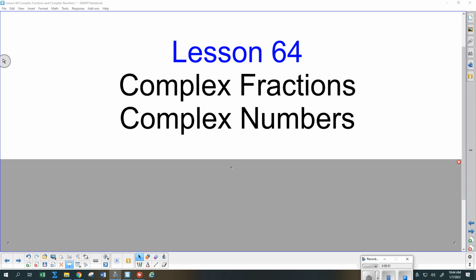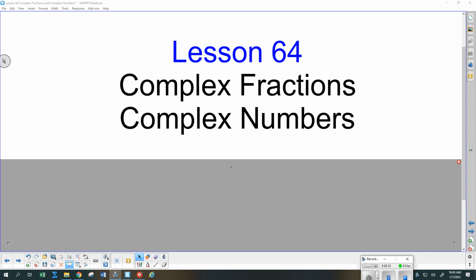So complex fractions and complex numbers today. Who can tell me what do we mean when we talk about a complex number? Come on, you guys know what complex numbers are. What are we talking about with complex numbers? Evelyn? No, not when it just has a variable in it. Ted? That's when we have i, the imaginary things in there.